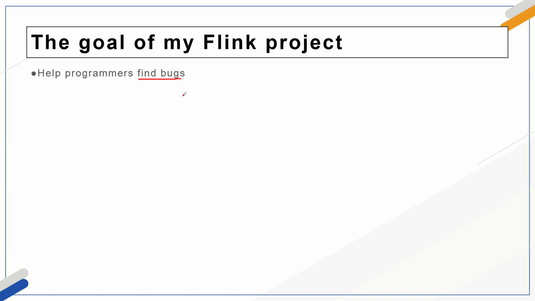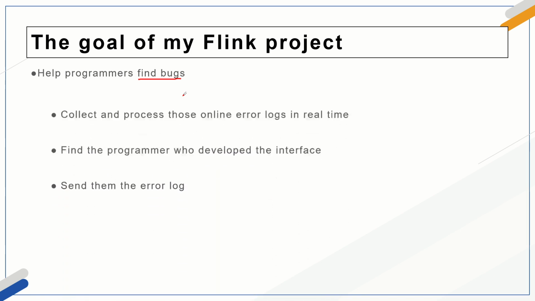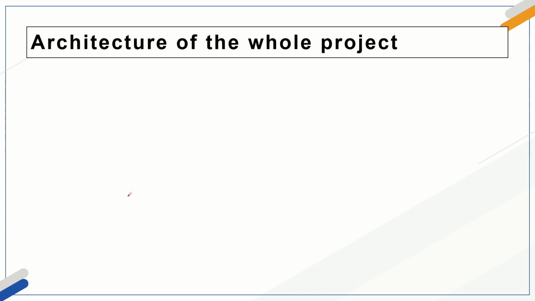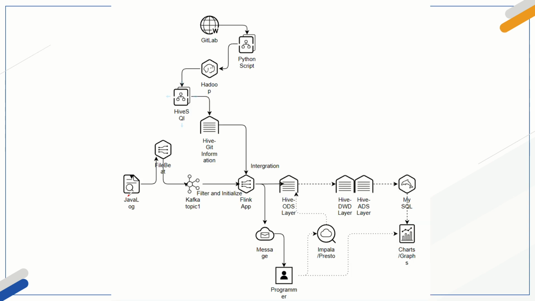Therefore, we need to do three things to achieve this goal. Firstly, we need to collect and process those online error logs in real time. We also need to find the programmer who developed the interface. And finally, we need to send them the error logs by email or text message. So this is the whole architecture of my entire Flink project.